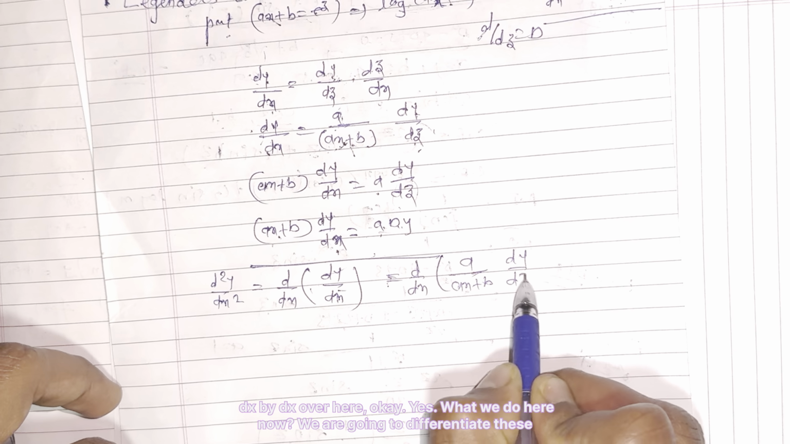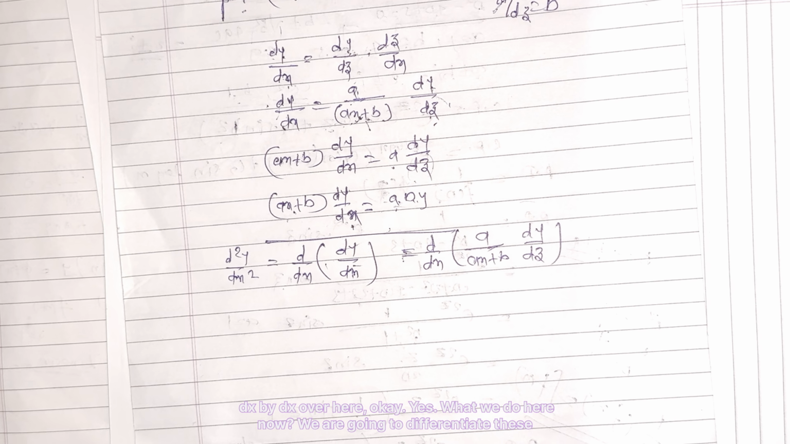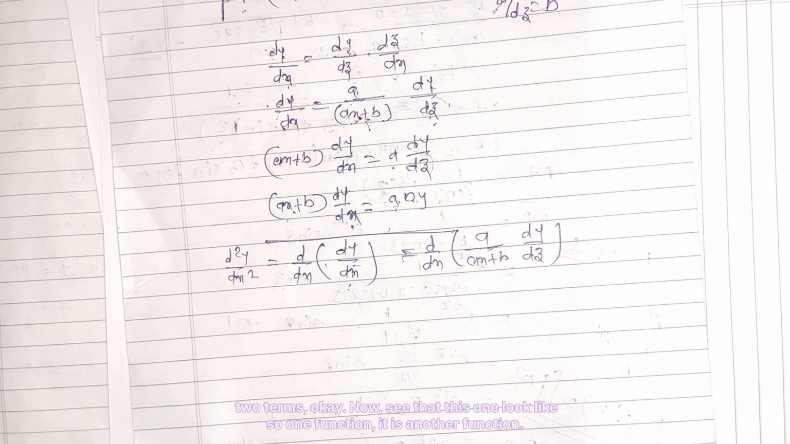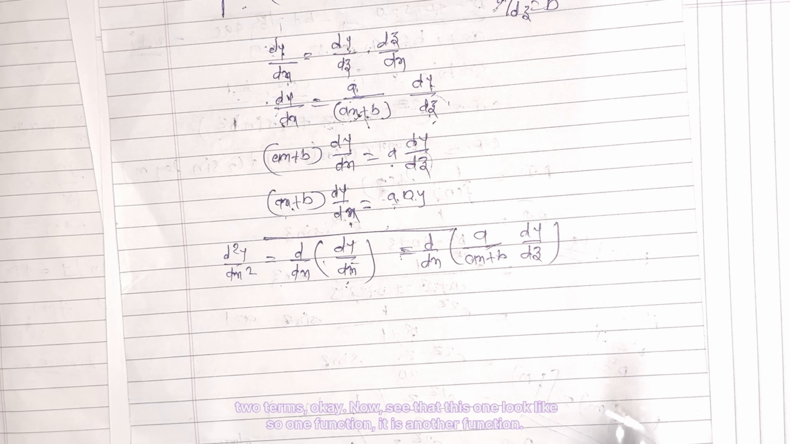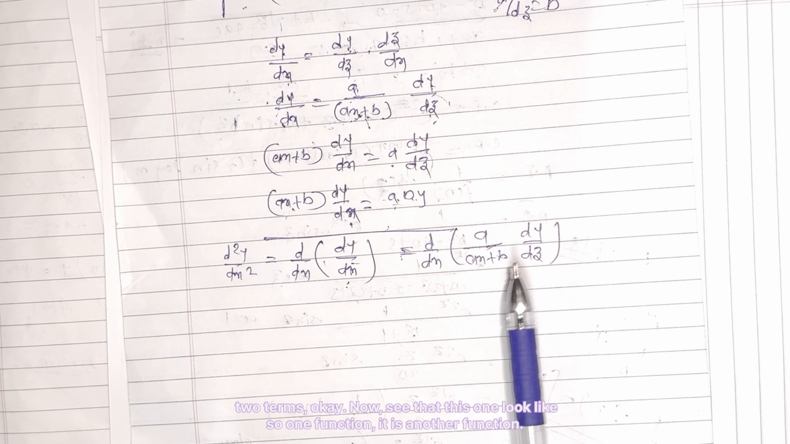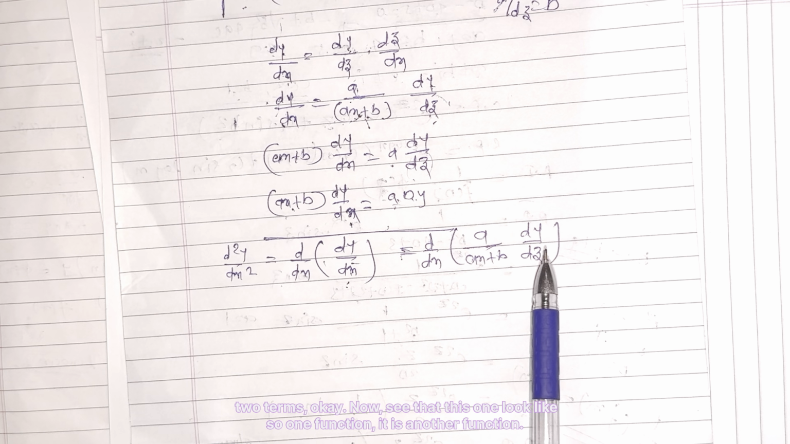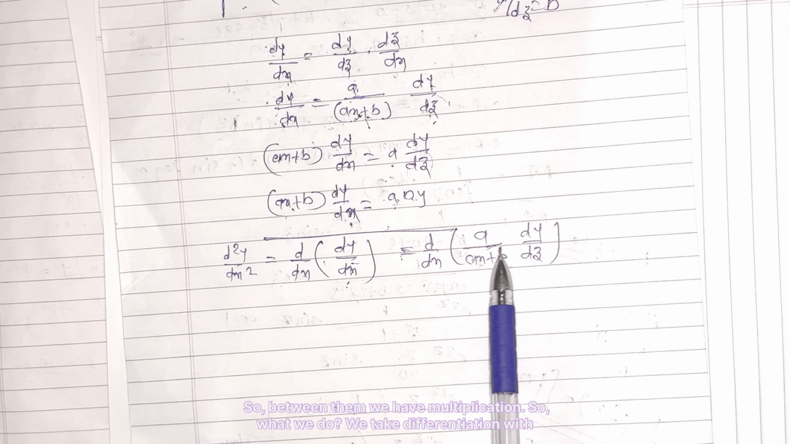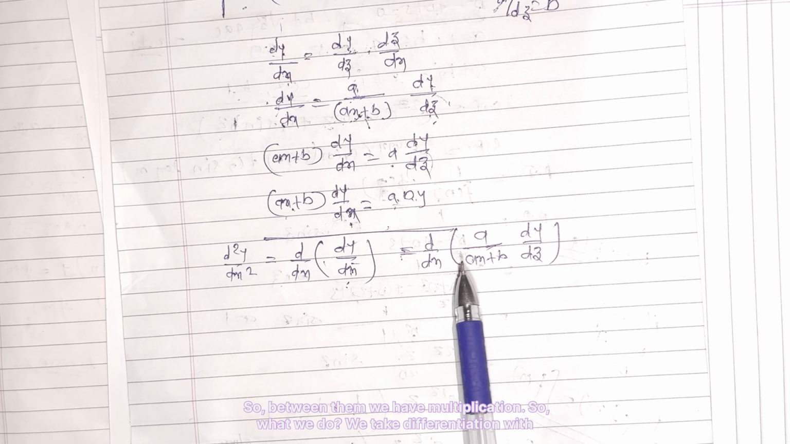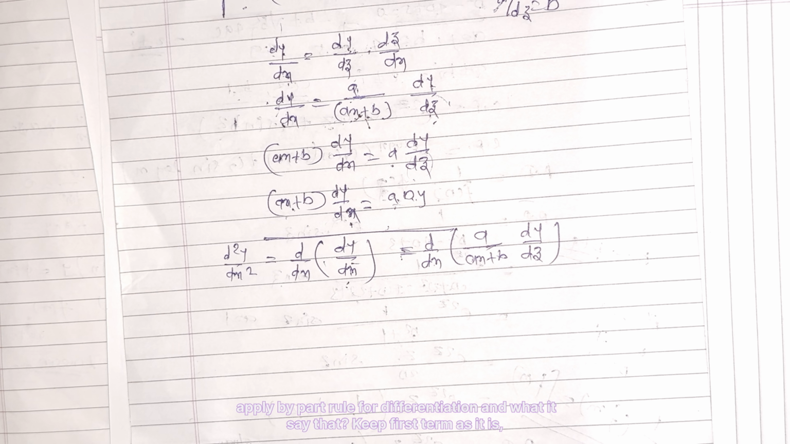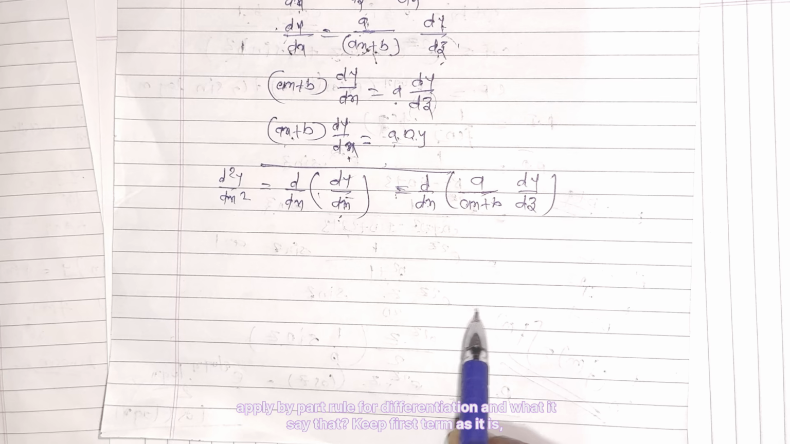dy by dz, which is the value for dy by dx over here. What we do now is differentiate these two terms. This one looks like one function and that is another function, and between them we have multiplication. So we take differentiation with respect to x by applying the product rule for differentiation.